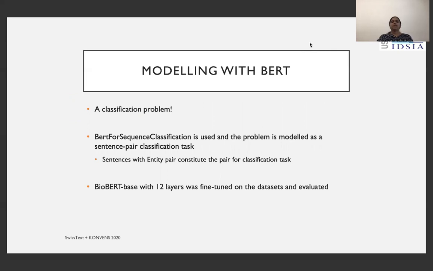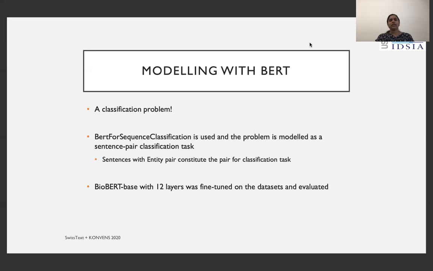So as discussed, the task was modeled as a classification problem. And as we use BERT for sequence classification, in which we can model it as a single sentence classification or sentence pair classification task. For the final model, we use sentence pair classification task, where we use the sentences in which the entity pair exists and the entity pair as such that constituted the sentence pair. And for preliminary experiments, we use BERT model, which is a transformer model with 12 layers, and this was fine-tuned with the discussed datasets, that is CDR and ChemProt datasets.